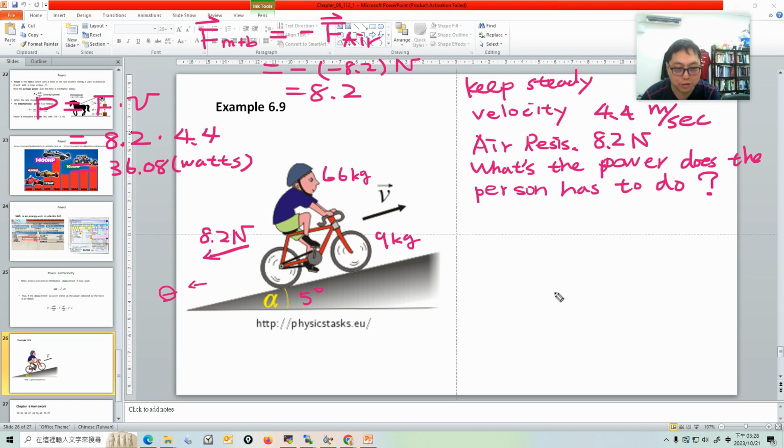Let's draw the force diagram of this system. Let's say we treat the man and bike as one point. This is a normal force, since everything on a surface always has a normal force. And also here is the weight. Weight is the mass of the bike plus the mass of the man.